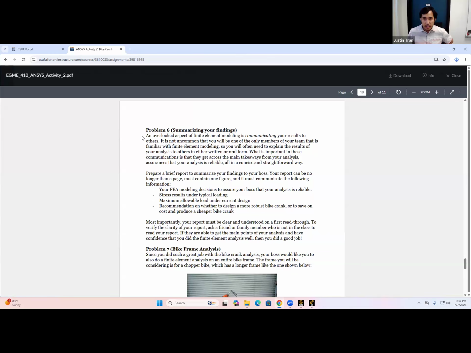Problem 7, I want you to summarize your findings. This is an important part here because whenever you run a finite element simulation, part of your job is not just to run the simulation, but also to communicate your results. That means, most of the time, writing a technical report, which is what you're going to do on your midterm projects. Your midterm project is to do your own finite element analysis and to write a technical report.